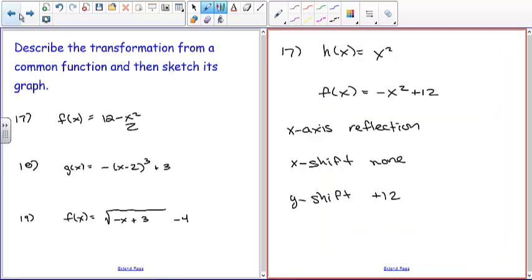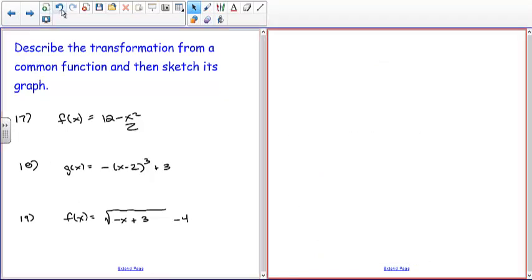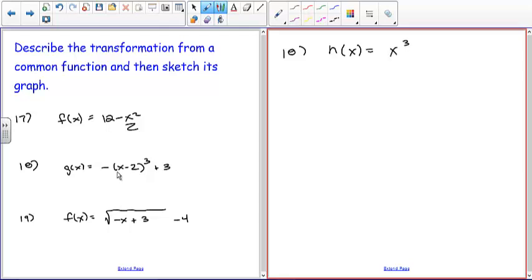Okay, next one, 18. So it's already in the form. The common function or parent function is going to be x cubed, because we got x minus 2 cubed. And the transform function is what's given.